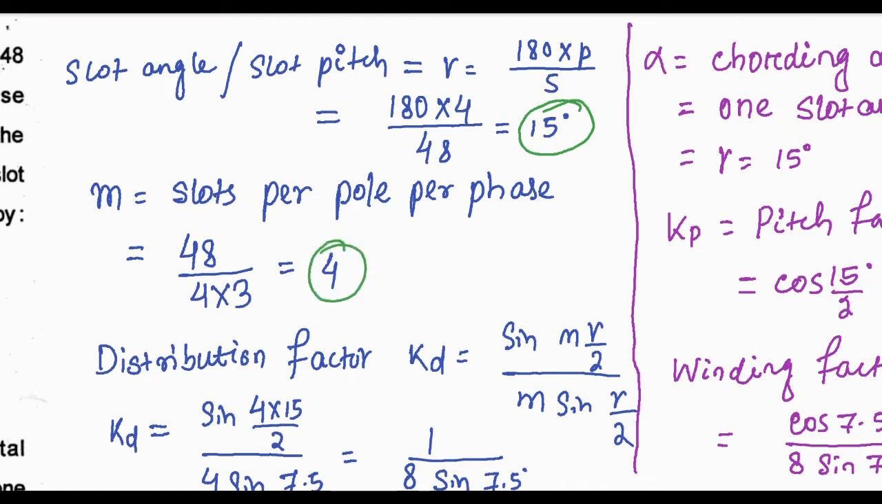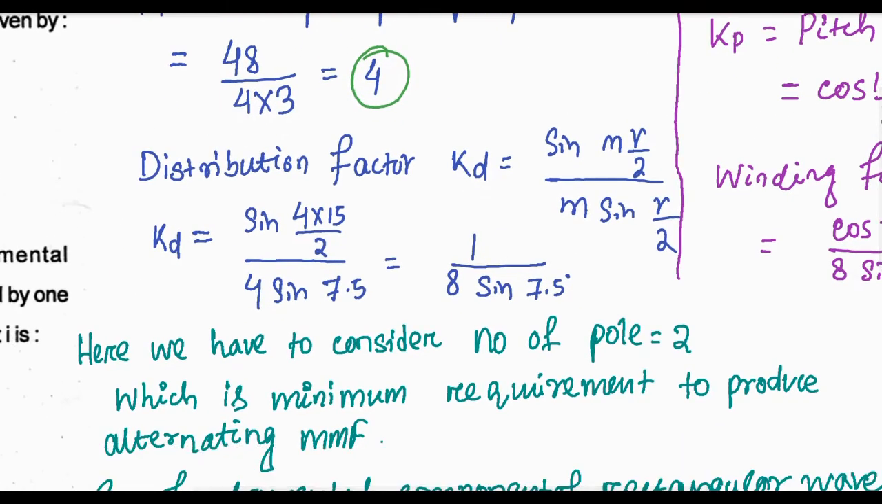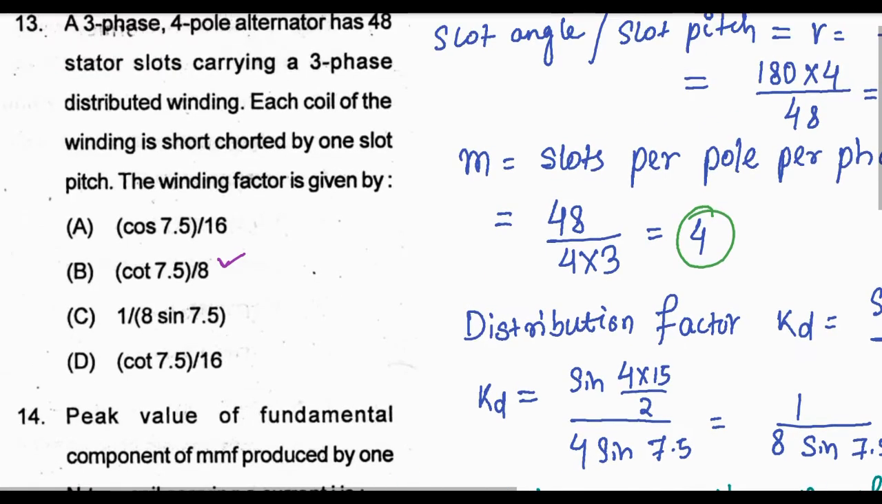So distribution factor KD will be sin(M gamma by 2) by M sin(gamma by 2). If we apply the formula, KD is equal to sin(4 into 15 by 2) by 4 sin(15 by 2). So this will be equal to 1 by 8 sin 7.5. This is the KD. And what is asked in the question? Winding factor. Winding factor KW is equal to KD, that is distribution factor, into KP, that is pitch factor.